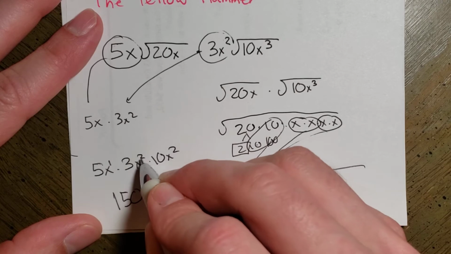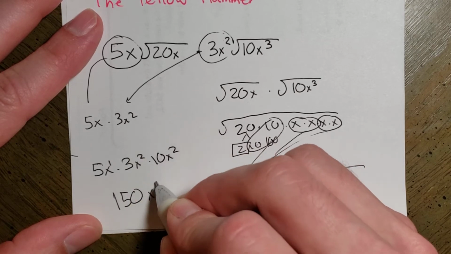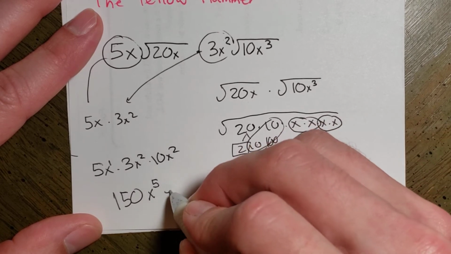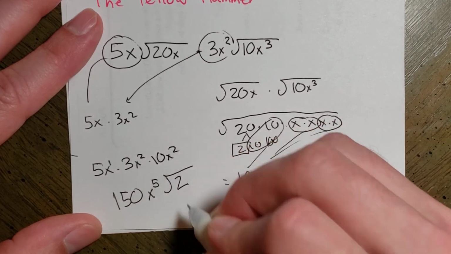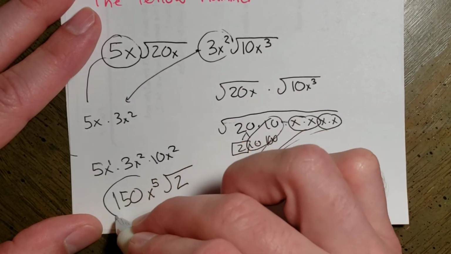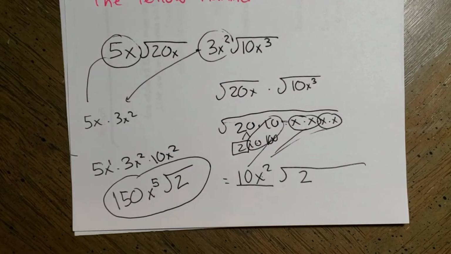X to the 1, x to the 2, x to the 2 would be an x to the 5. And then the only thing that stays on the inside of the radical sign is a poor little 2. So that whole noise turns into a 150 x to the 5 rad 2.